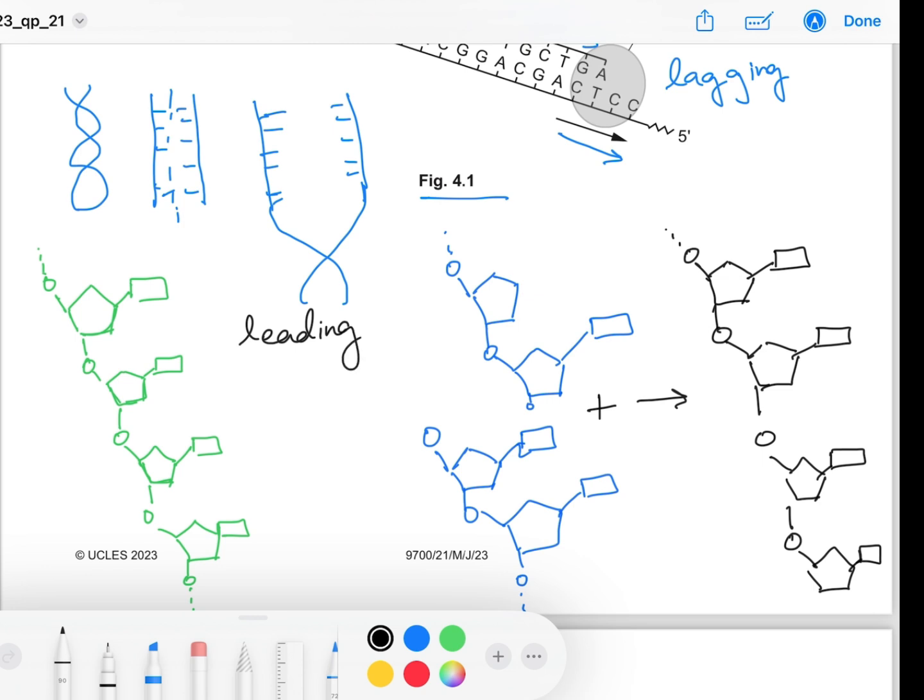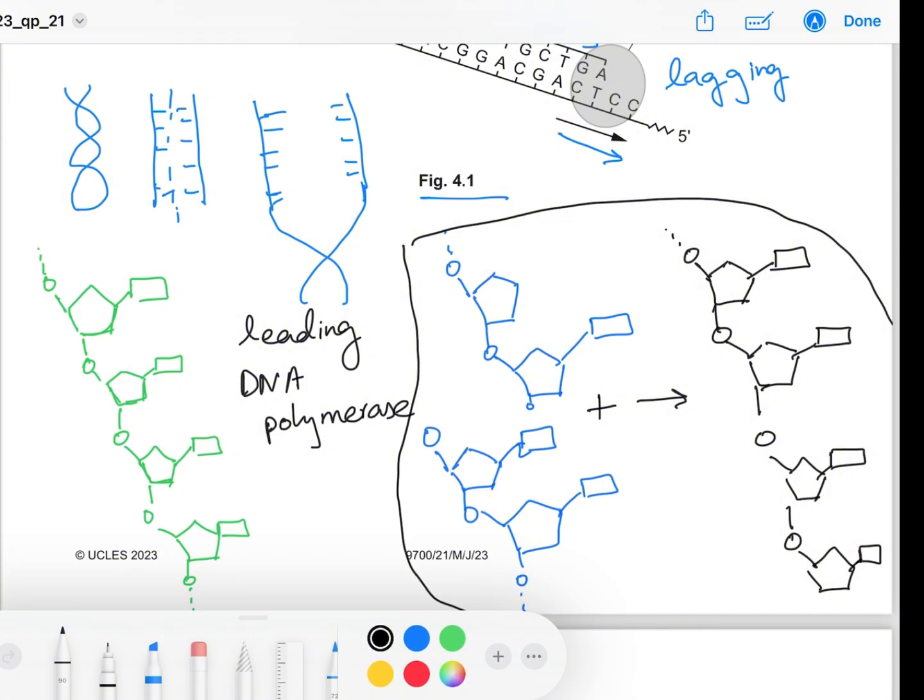Okay, let's say this is the leading strand. This is built completely by DNA polymerase as it continues to add nucleotides to the 3' direction. And here you can see how the lagging strand is built. DNA polymerase will build these Okazaki fragments that have a few nucleotides joined together, and then they will be connected by DNA ligase enzyme to form the entire lagging strand.